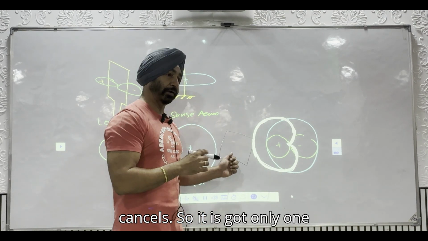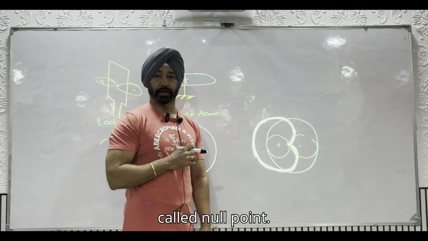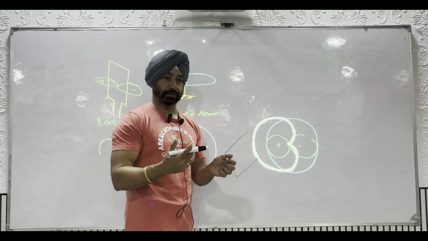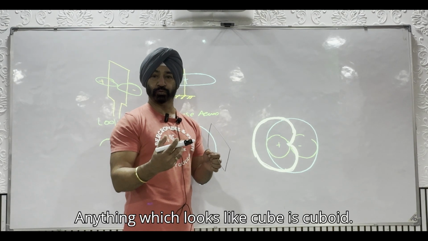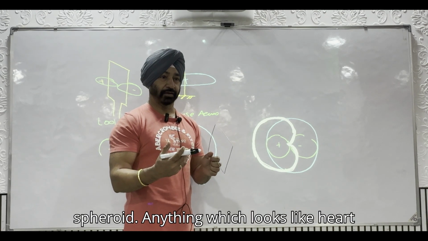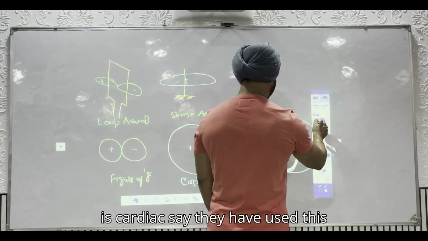So it has got only one maxima and one minima, which is called the null point. And this shape looks like a heart. Anything which looks like a cube is cuboid. Anything which looks like a sphere is spheroid. Anything which looks like a heart is cardiac, say, they have used this term.